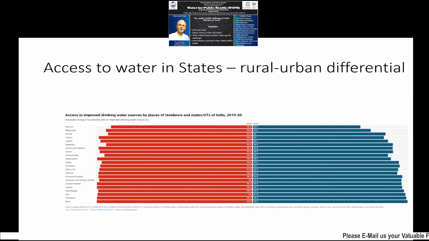And access is also a rural-urban issue. We know that there are a lot of issues with access to water in many parts of India, especially rural India, whereas urban India has much better access, mainly because of piped water supply.